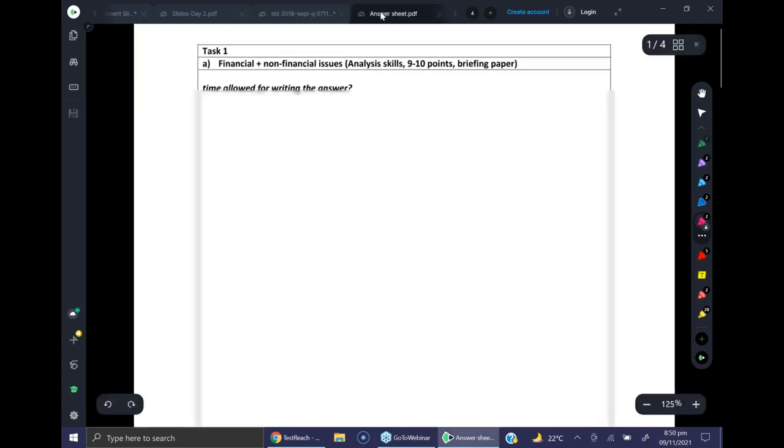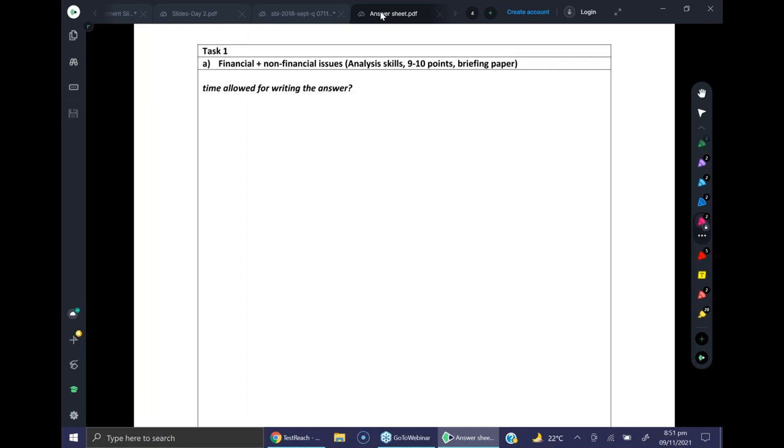Can you see it? So I will quickly write task 1, and I will write that I have to discuss the financial as well as non-financial aspects. I will just quickly write that analysis professional skill is tested. I'll have to write 9 to 10 points, as we discussed also. And I will also mention the format, briefing paper, because I don't want to forget about this format and lose my easy marks. I will add one more important point as well to manage time, that how much time is allowed for writing this answer. So I think it's a total of 18 technical plus 4 professional, 22 marks.